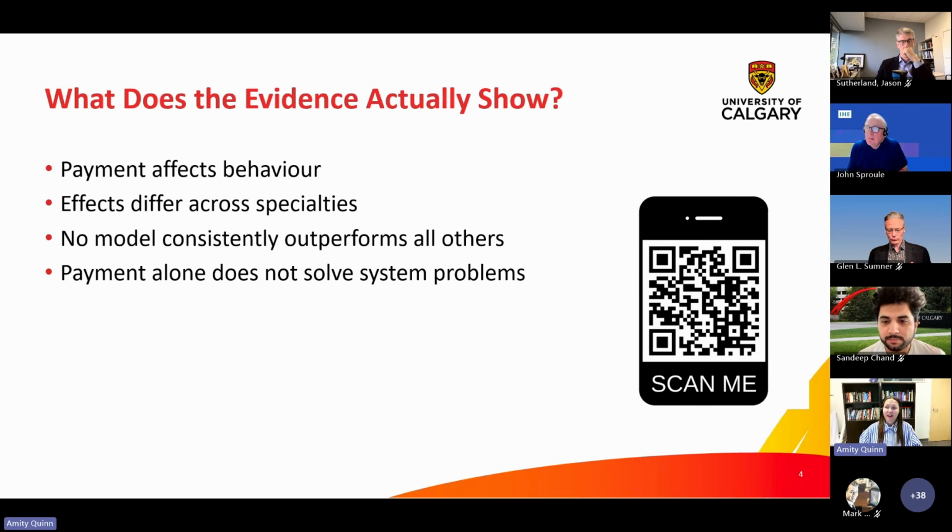Taken together, the evidence suggests that payment matters, but its most consistent effects are on utilization, not necessarily health outcomes or overall system performance. That conclusion is consistent with my 2020 systematic review and research that's followed, like Sandeep's. The most interesting question to me, therefore, becomes what kinds of effects do we observe in practice when payment incentives change, or when we compare them to each other. So let's illustrate that with a few examples from my own work.